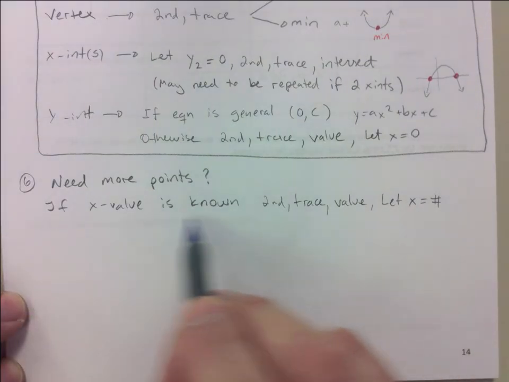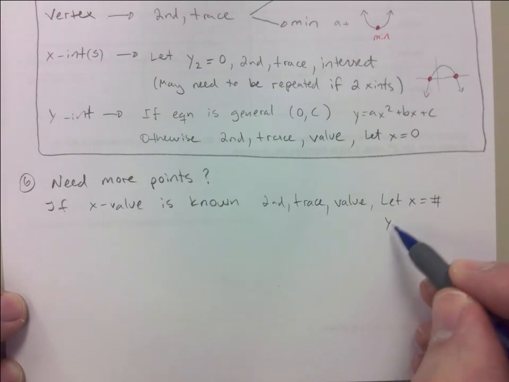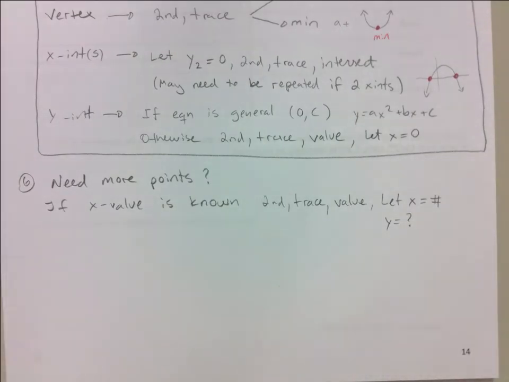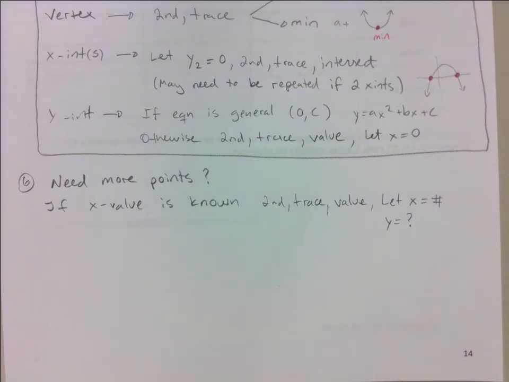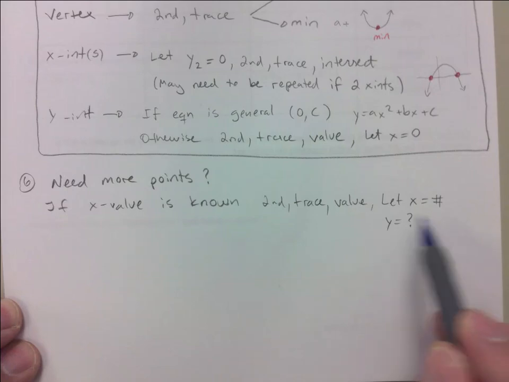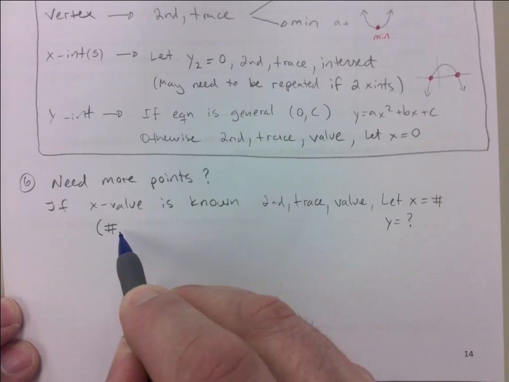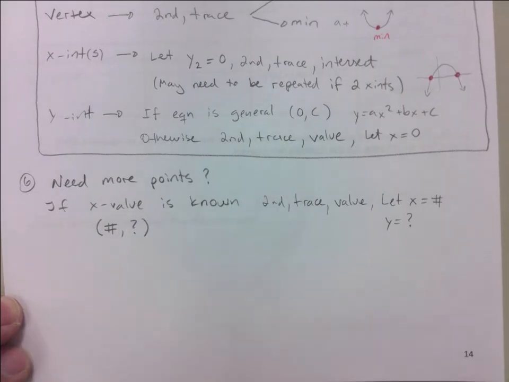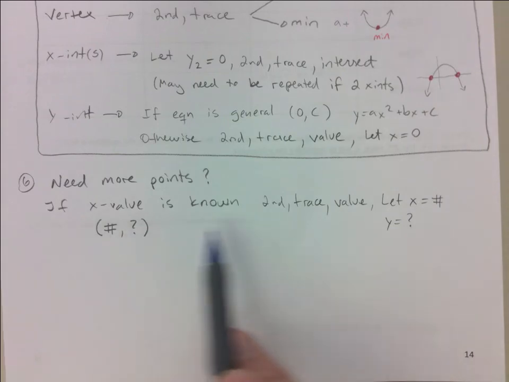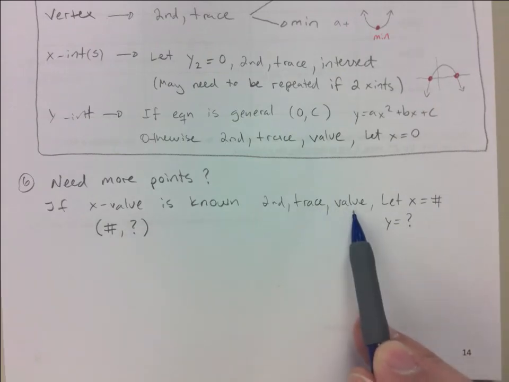So this is basically asking you why is a question mark? I'll say it one more time. This scenario is for an instance where you know what the x value is, but you don't know what the y value is. Then you want to use second trace value.